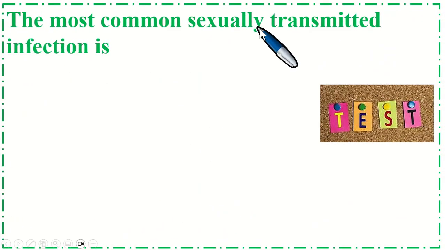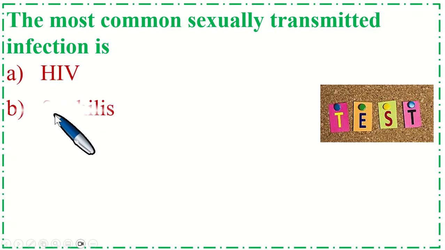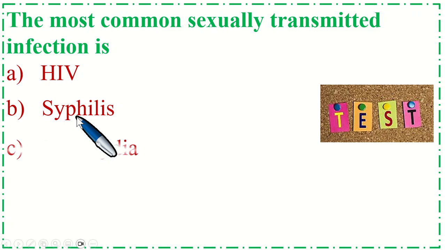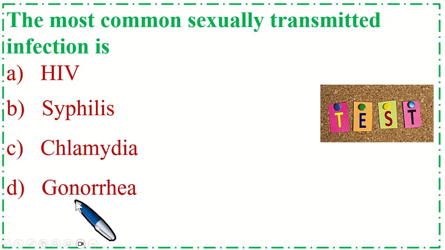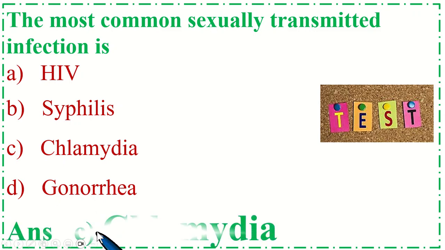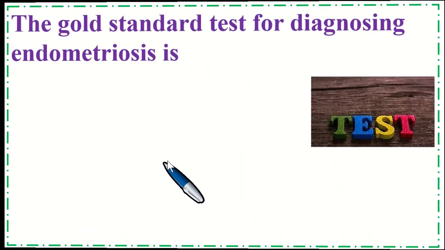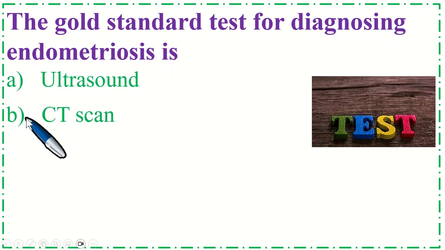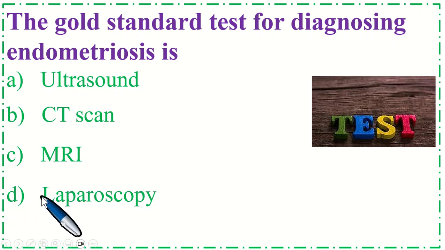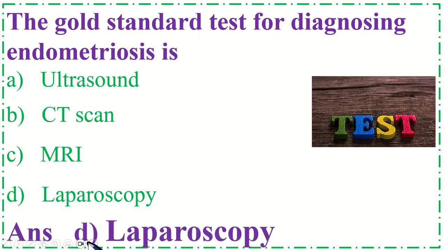The most common sexually transmitted infection is option A HIV, B syphilis, C chlamydia, and option D gonorrhea. So the correct option is C chlamydia. The gold standard test for diagnosing endometriosis is option A ultrasound, B CT scan, C MRI, option D laparoscopy. So the correct option is D laparoscopy.